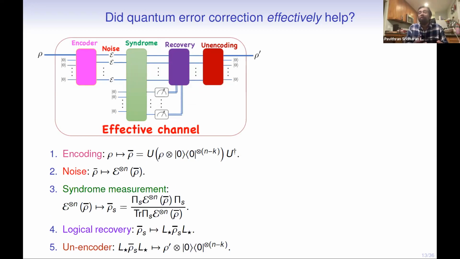In other words, we want to basically extract the information that is stored after this entire process and compare it with the initial information and see how far I am from the initial state. And this essentially tells us how much of a gain I got from noise plus quantum error correction. And this is what we want to compare to the case of having no access to quantum error correction at all.